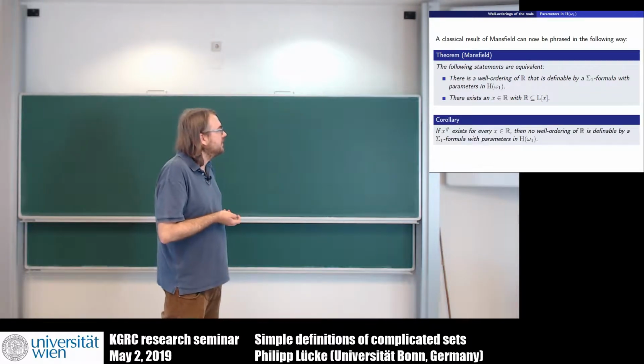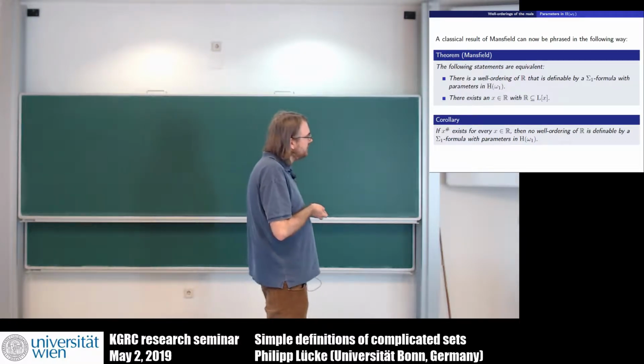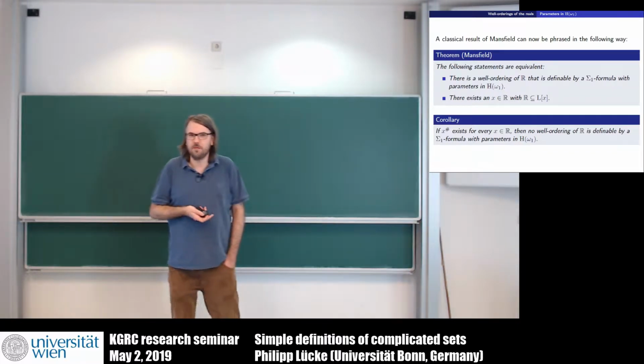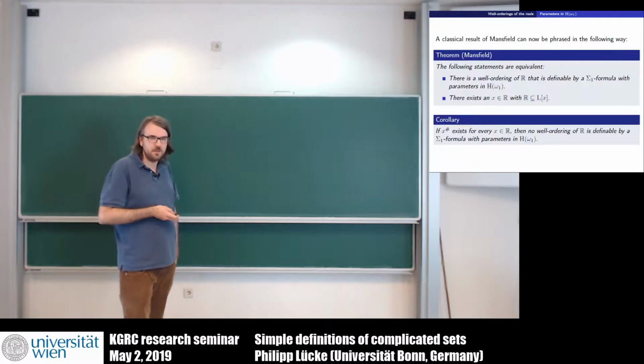So if we have sharps for reals, then no well-ordering is definable in this way, that is, Sigma_1 with parameters in H(omega_1). So large cardinals rule out the situation.